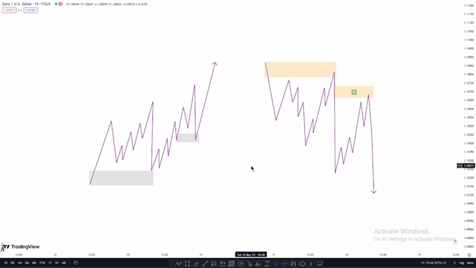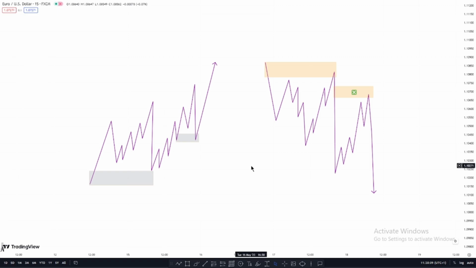Now, what is liquidity? Liquidity is floating money in the market. That is, liquidity resides where you have large stop orders, where you have large pending orders like market execution, buy stops, sell stops, and of course, stop losses of retail traders. Okay? So this is a basic definition of liquidity. Liquidity takes a trader out of the market.